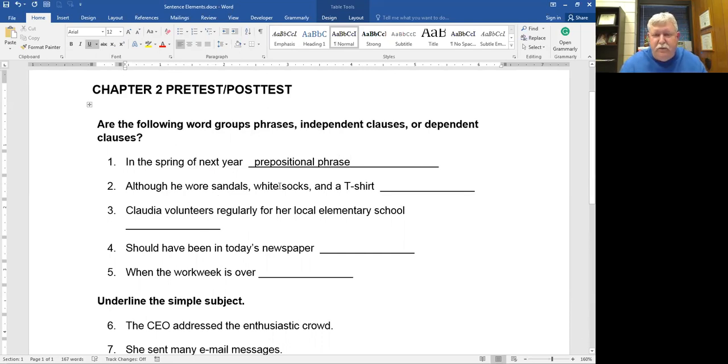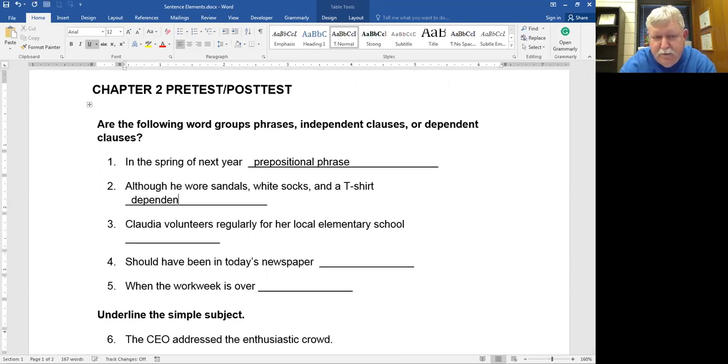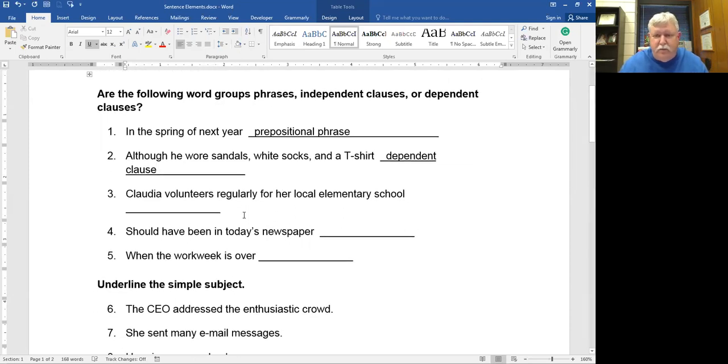"Although he wore sandals, white socks, and a t-shirt." Obviously this is not a good sentence. It's part of a sentence. Although he wore sandals, white socks, and a t-shirt, comma, he blah blah blah. So there needs to be something else there. This is a dependent clause, and in fact it is a fragment. You'll learn that in the chapter as well. It's part of a sentence.